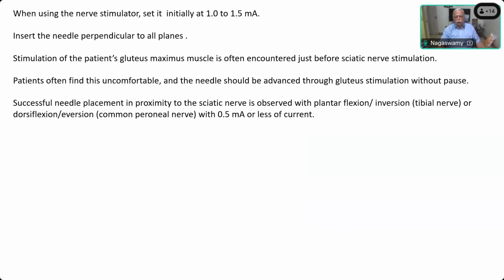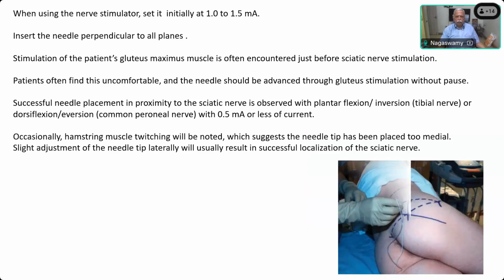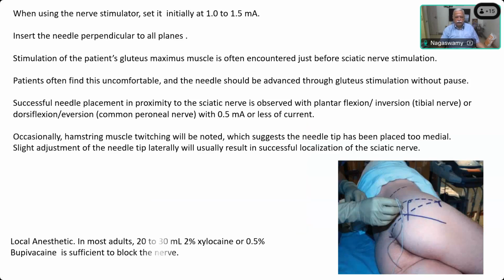So your ultimate goal should be to get a plantar flexion and inversion, which will be more successful than getting a dorsiflexion. Occasionally, hamstring muscle twitching will be noted, which suggests the needle tip has been placed too medial also, and a slight adjustment will succeed in getting the response. You can see how the needle is being used to enter the point of insertion.